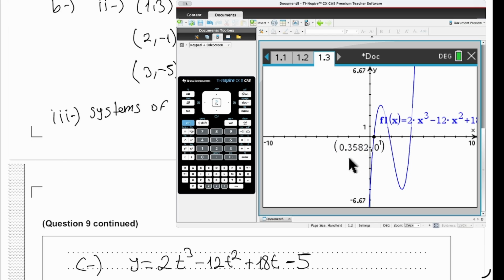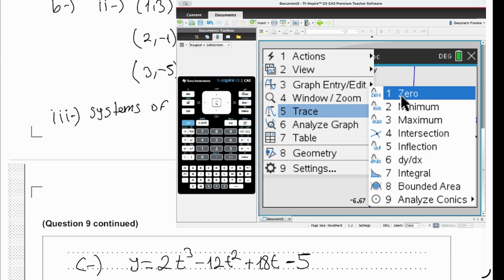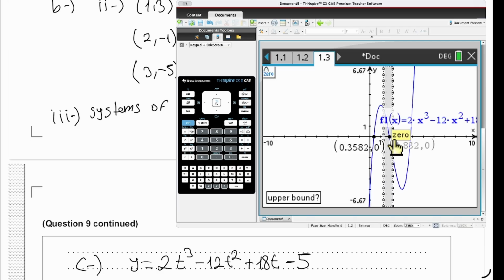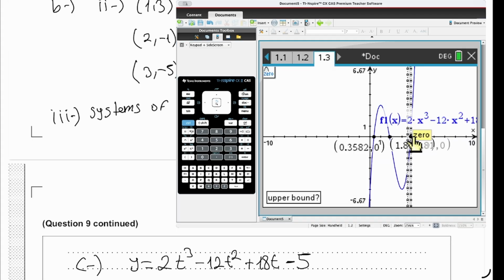So this x value is the first one, right? Second, let's find this root. Menu, analyze graph, and zero. Click before it and after it. Menu, analyze graph, and zero. So we're going to look at the negative part first. From x equals 0 to x equals this one, it's going to be negative, right? From 1.8 to 3.81 is also in debt. These years in between are in debt, right?